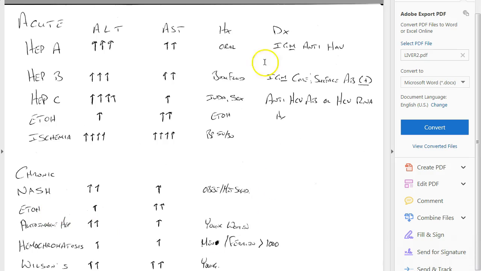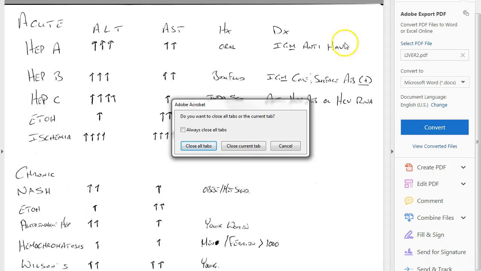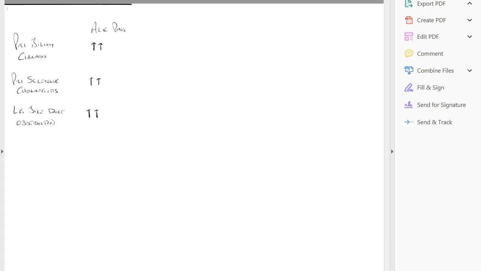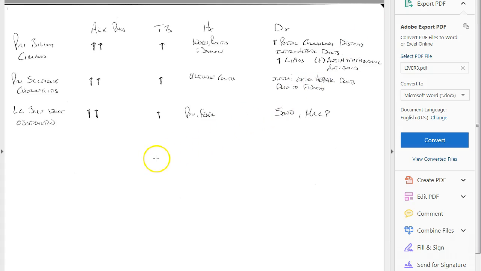what they look like in terms of what the ALT and AST should be doing, and some characteristics of those. I don't want to do that. All right.